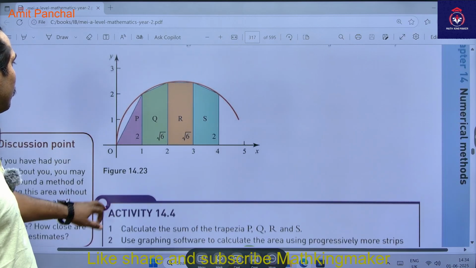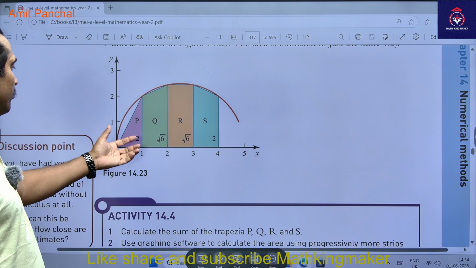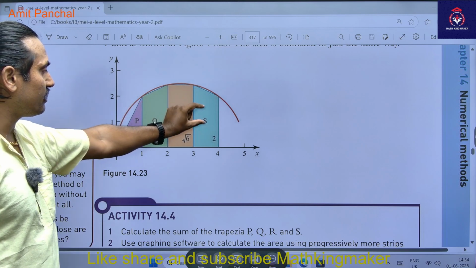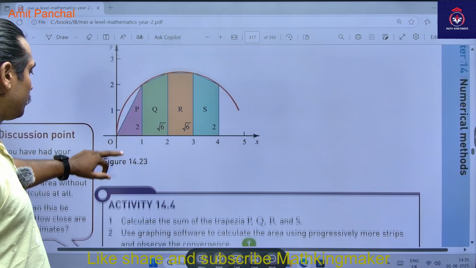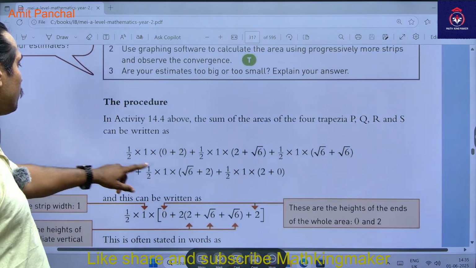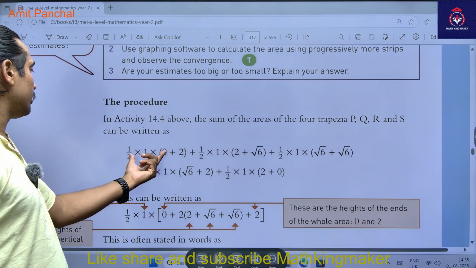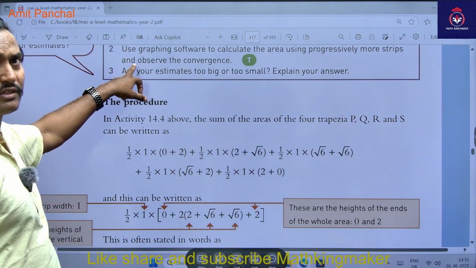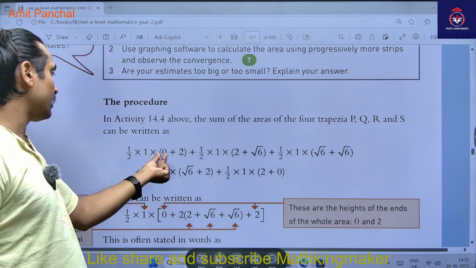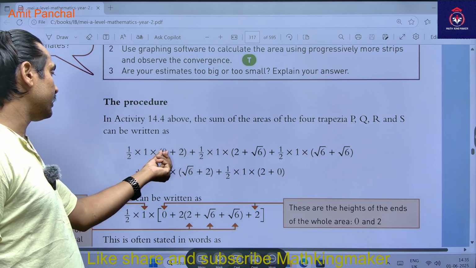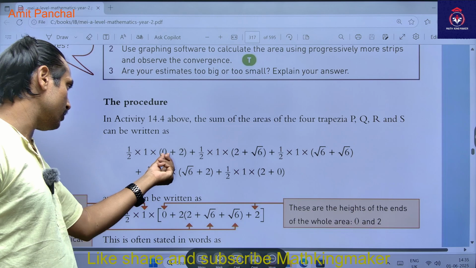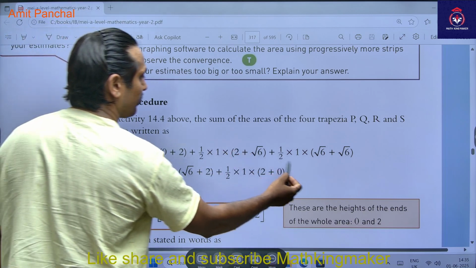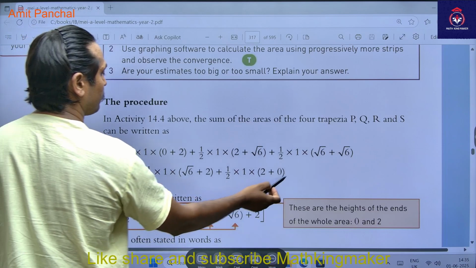That is very simple. You can see here, if they have divided into 4 strips, you find this area, this area, this area, this area. This is the procedure. Initially the area is 1 by 2, 1 into 0 plus 2, or you can say initially it was a triangle. It doesn't have the other side, so we are taking it as a trapezium and we take it as 0. And this is the second trapezium area, this is the third trapezium area, this is the fourth trapezium area, this is the fifth trapezium area.